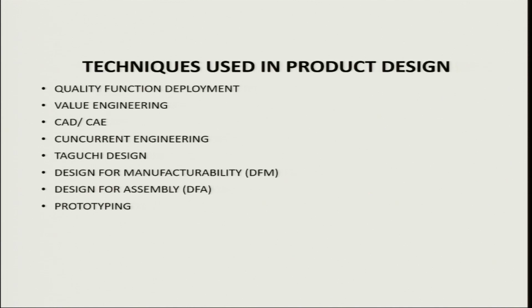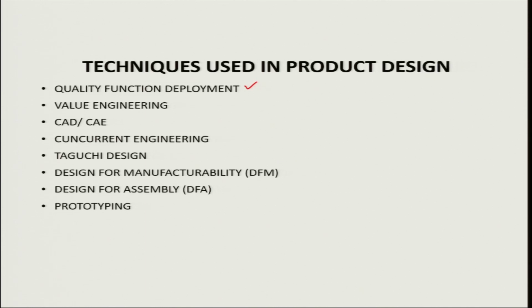Now, we are coming to various techniques. We are going to study the various techniques which are used in product design. The first technique which we are going to discuss in detail in this lecture is quality function deployment, also called house of quality. In this technique, we seek the customer requirement. The starting point is the customer's requirements, which we call the voice of the customer. Based on this, we try to develop the design.